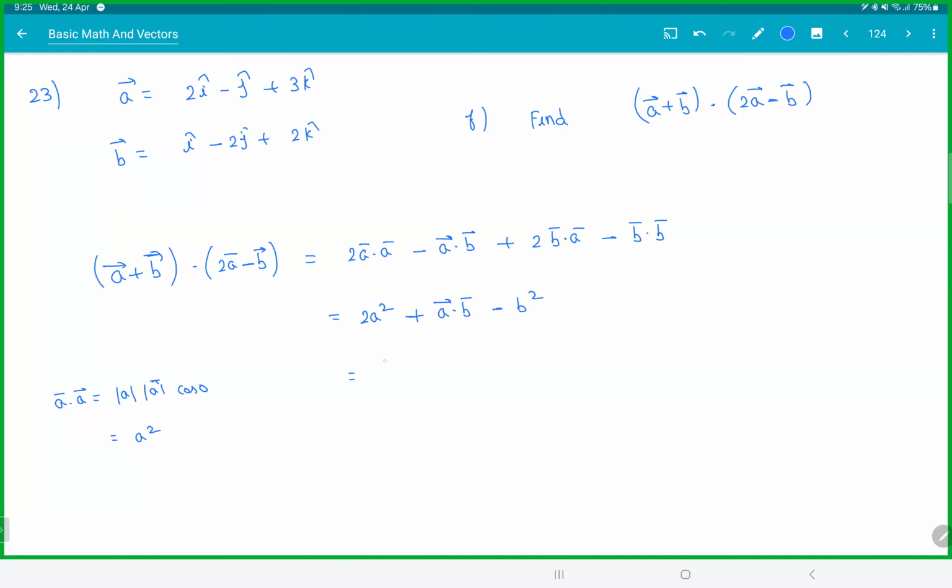So you're done. A ka magnitude is how much? Root 14. A dot B is 10 and B ka magnitude is 9. So that is 28 plus 10 minus 81. Check. There's no need to find A plus B and 2A minus B separately. You can just multiply like this, finish it off. Clear with this? Have a look at this.